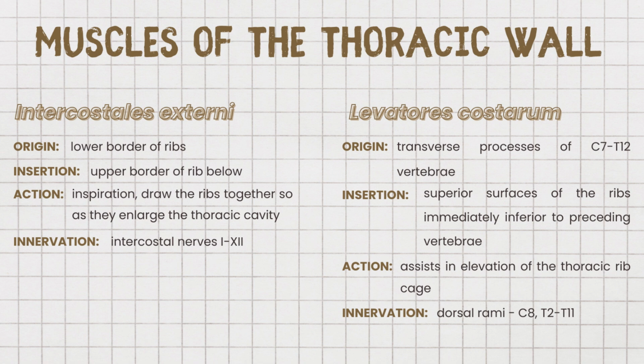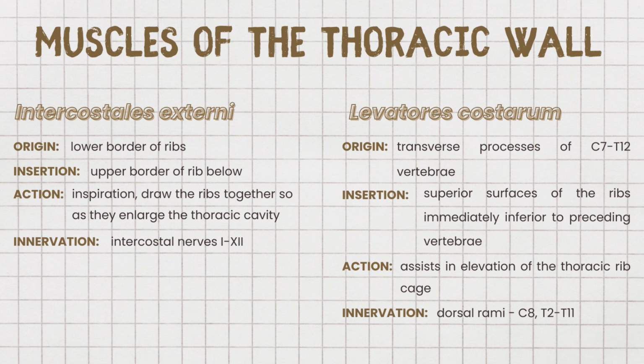Innervation, intercostal nerves. Levator costarum. Origin, transverse process of C7 to T12 vertebrae. Insertion, superior surface of the ribs immediately inferior to preceding vertebrae. Action, assist in elevation of the thoracic rib cage. Innervation, dorsal rami C8, T2 to T11.